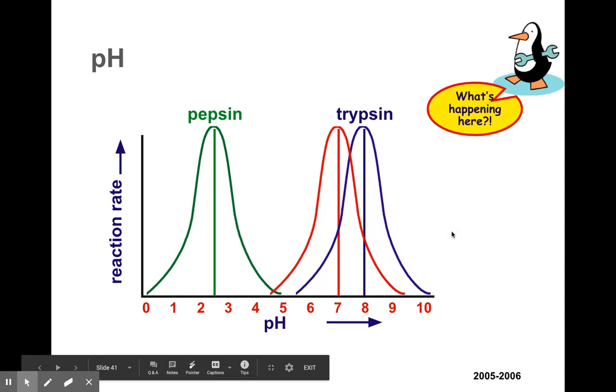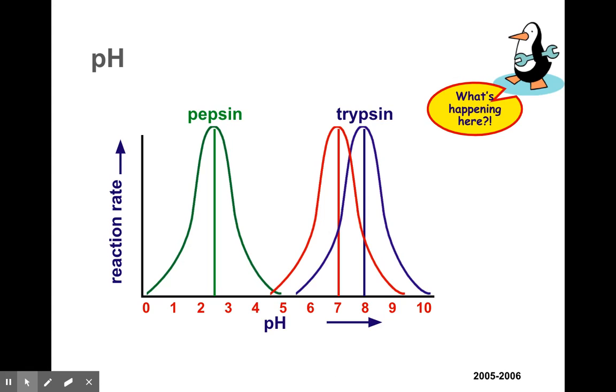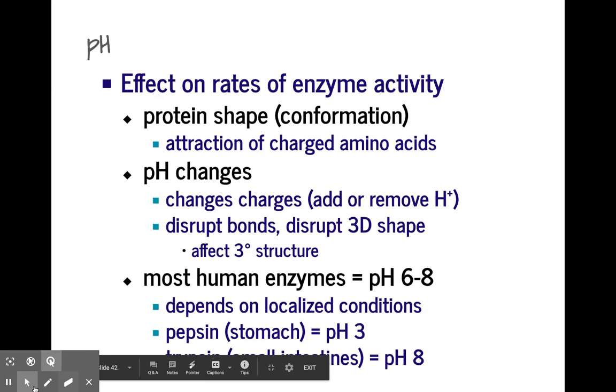So as we can see here, pH is another factor that affects enzymes. There's three different pHs that we are going to look at that work in our systems. It's going to be a lower pH, a pH at 7, and a pH above 7. So one that works as an acid, one that works in a base, and one that works in a neutral environment. All right, pH, the effect on rates of enzyme activity.